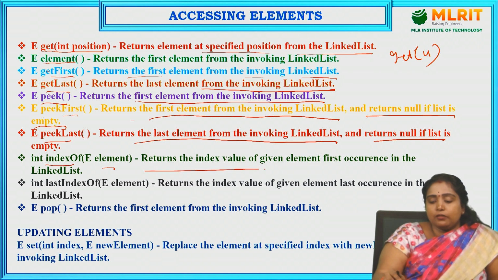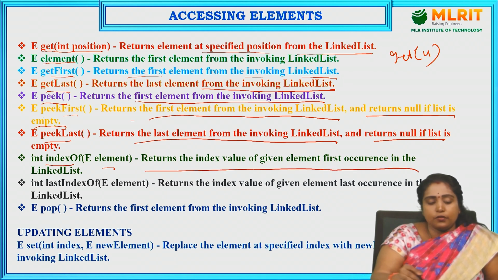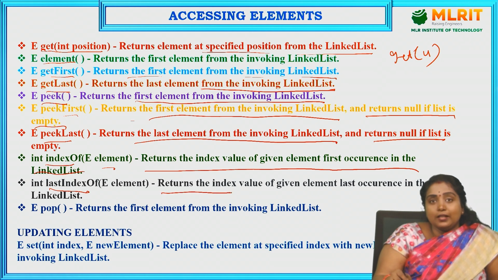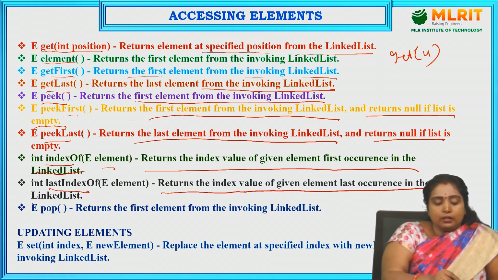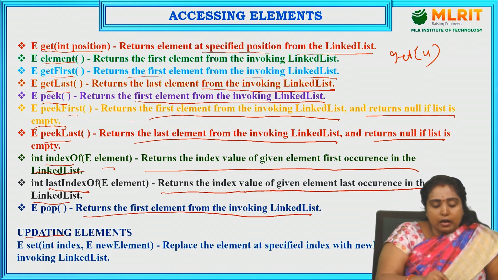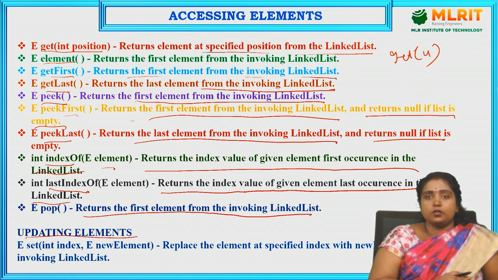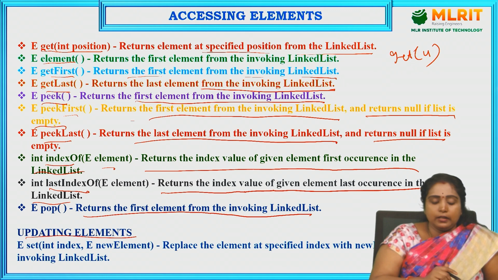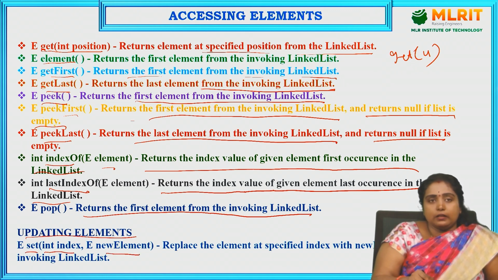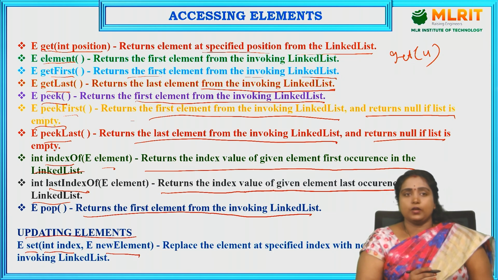It returns the index value of the first occurrence of the element in the linked list. And lastIndexOf returns the index value of the given element's last occurrence in the linked list. And pop returns the first element from the invoking linked list. And updating elements: in order to update any element at a specified index, you can give the index value. Set is a method with which you can replace it with a new element.